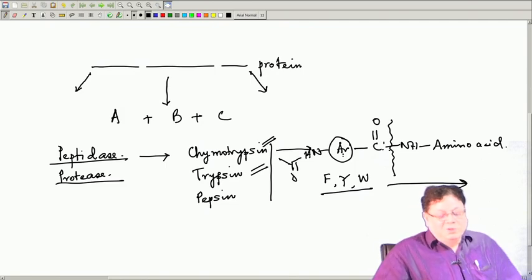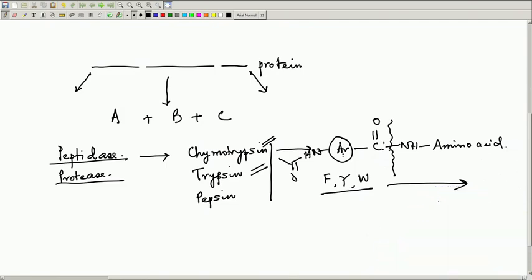So that is about chymotrypsin, but one thing you have to remember is that there is one restriction: if the next amino acid, the one connected to the aromatic amino acid, happens to be proline, then the hydrolysis cannot take place.